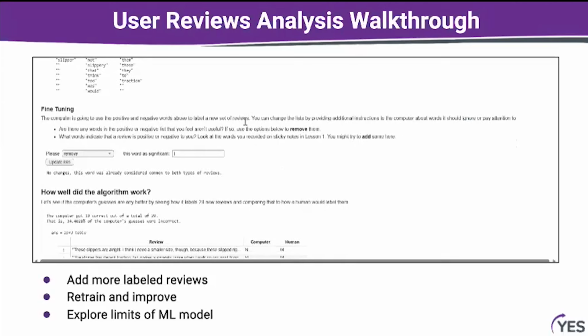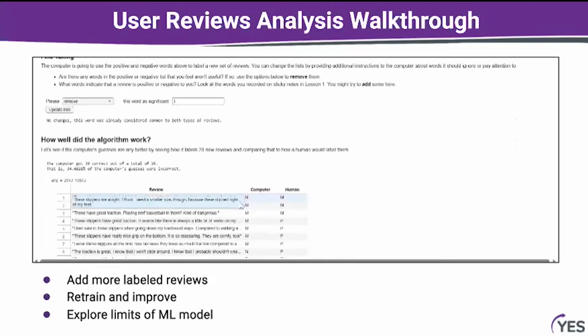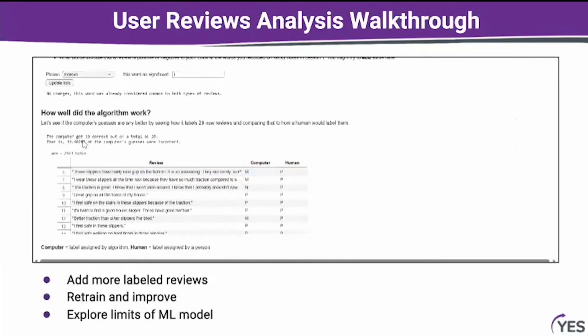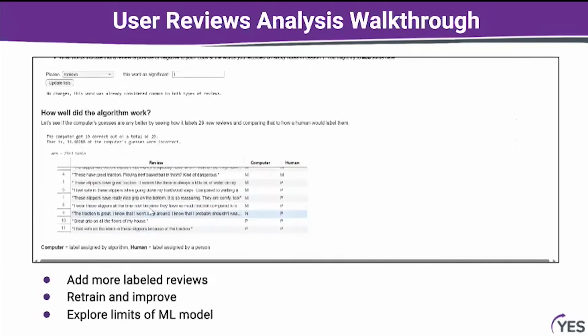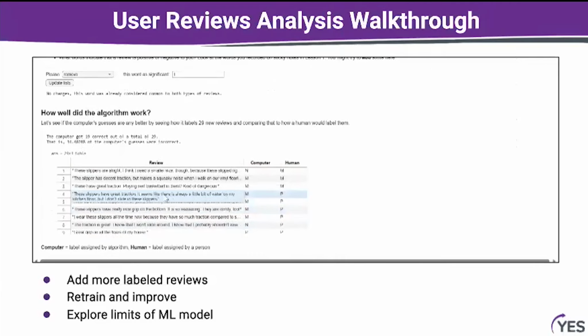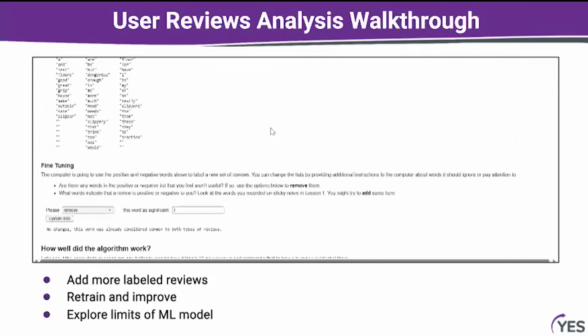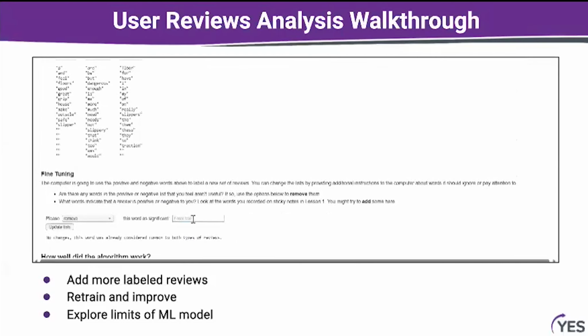And then they can fine tune this algorithm by adding or removing words that the computer should or shouldn't pay attention to. And so this is what student work might look like, though not as quickly as mine, I assume. You can scroll down and read all of the reviews and see how the computer versus the human actually labeled them. And then you can see me sort of quickly removing general words that are not as descriptive, like a, was, when. Some of these words, of course, are not super helpful.